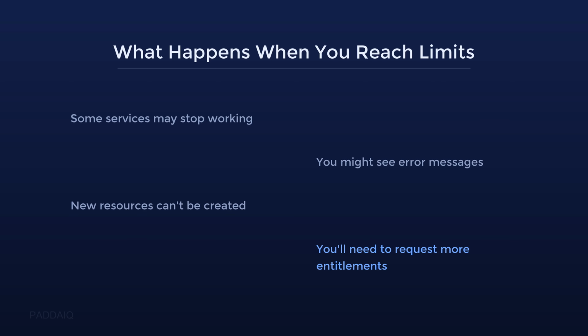You will need to request more entitlements. This means asking SAP to increase your resource allowance, like upgrading your mobile data plan when you have used your monthly limit. For instance, if your application runs out of memory, you'd request additional memory entitlements. Staying within limits ensures your solutions operate smoothly without interruption.